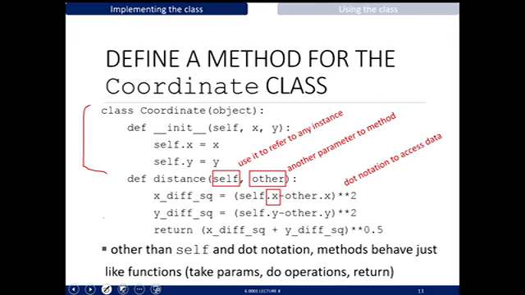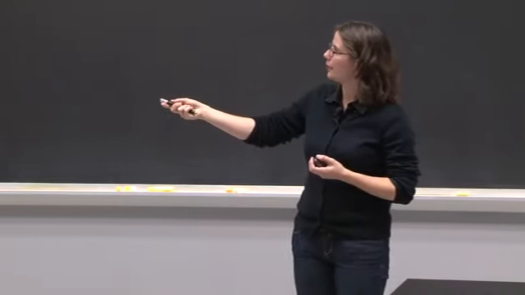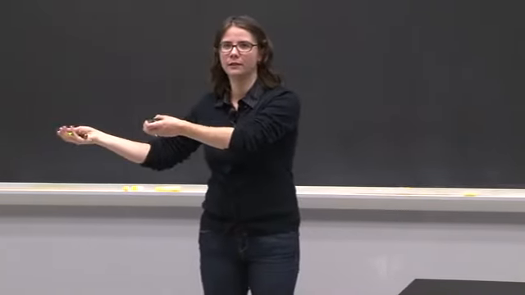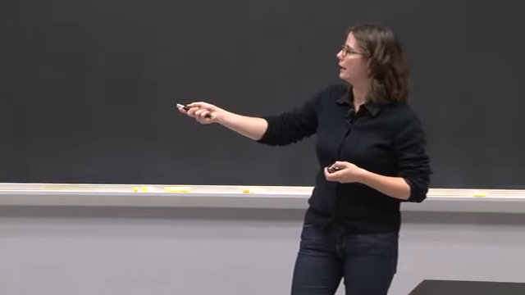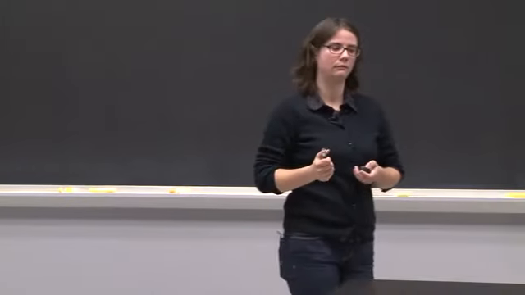If I just did x, I would be accessing just some variable named x in a program, which actually isn't even defined, right? So as we're thinking about classes, you always have to refer to whose data attribute you want to access. Okay? In this case, I want to access the x data attribute of myself, and I want to subtract the x data attribute of this other coordinate, square that, same for y, square that, and then add those and take the square root of that.